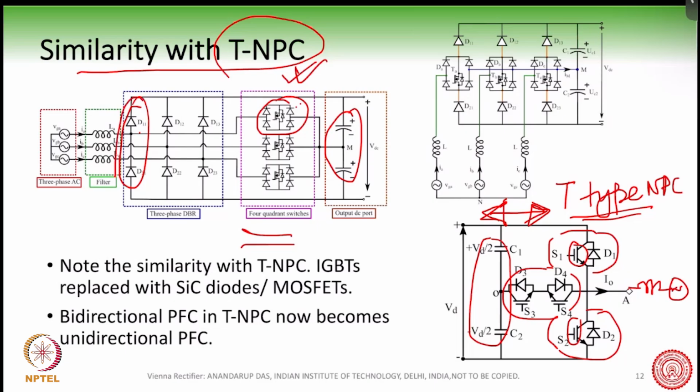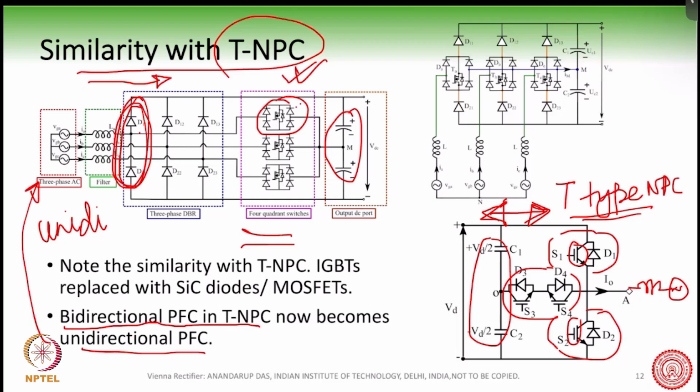On the other hand, in the Vienna rectifier, we have diodes here. So the power can only flow in this direction. It cannot go back. So this is a unidirectional rectifier. That's what I am saying: the bidirectional PFC in the T-type NPC now becomes a unidirectional PFC. So this is unidirectional, whereas this is bidirectional. So this is one important observation.